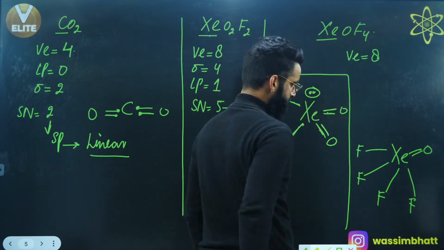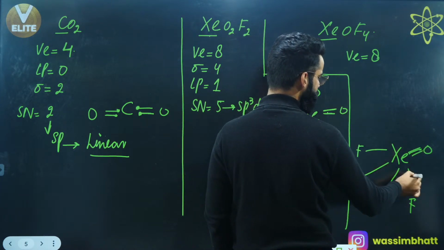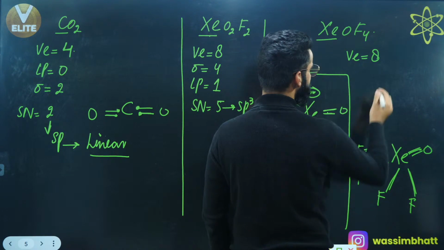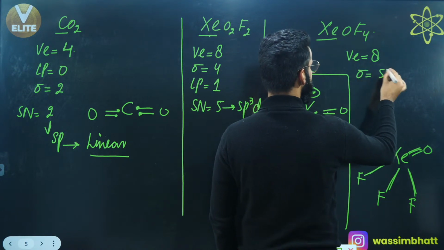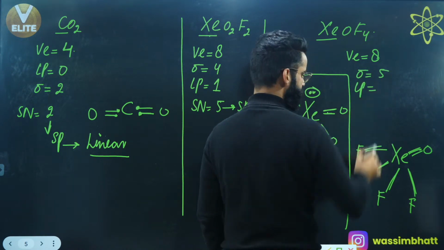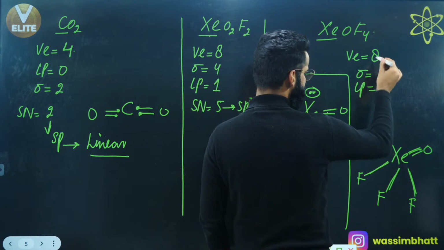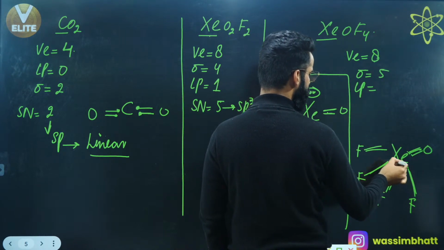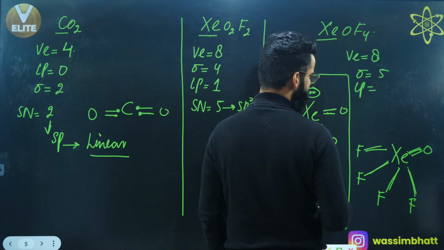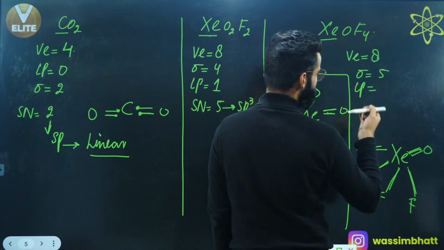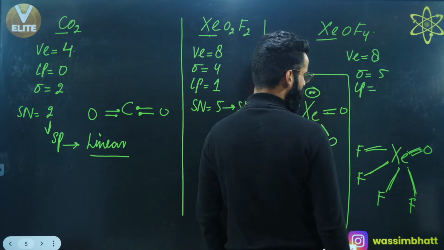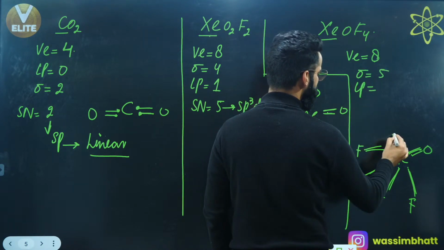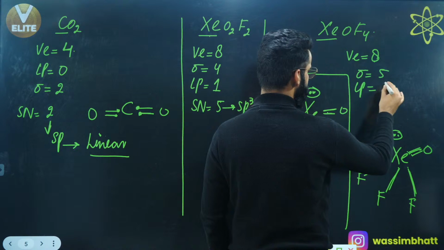8 valence electrons. How many sigma bonds are being formed? 1, 2, 3, 4, 5. So 5 sigma bonds are being formed. How many lone pairs are there with xenon? Have a look. Out of 8 valence electrons, it's using 6 to form bonds, correct? So out of 8, it is using 6. There will be 2 electrons left on xenon in the form of a lone pair. So there is 1 lone pair.